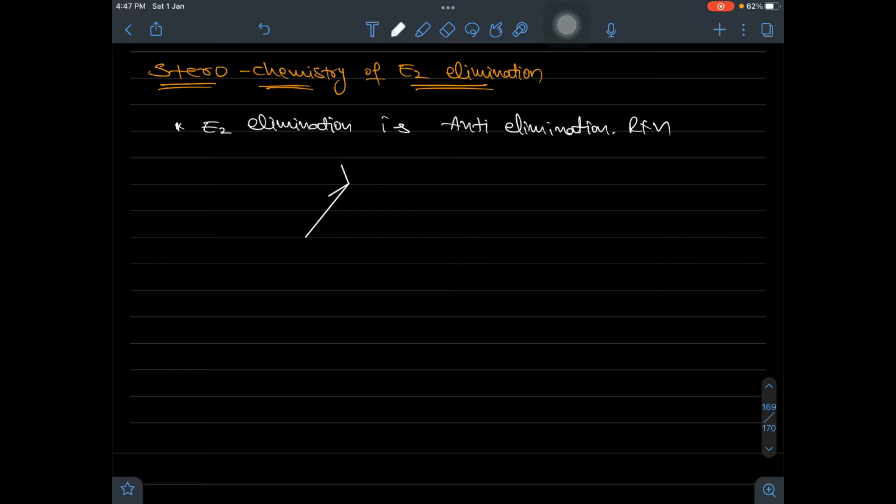If it involves anti-elimination, for example, if this is the compound, here is X and here is hydrogen, this is the alpha carbon, this is the beta carbon. The base species will abstract a proton from here, and this X minus goes from the opposite direction. This is what we call anti-elimination.